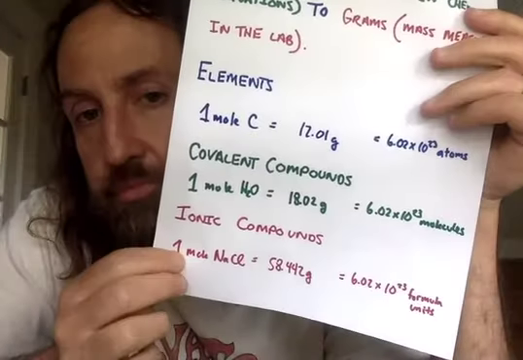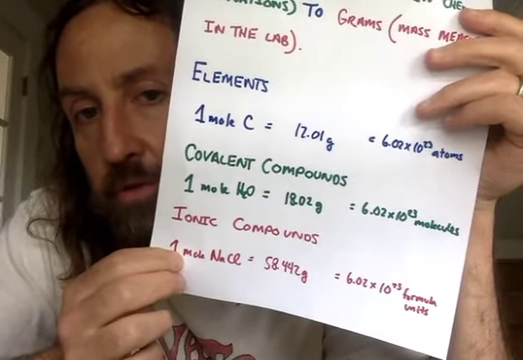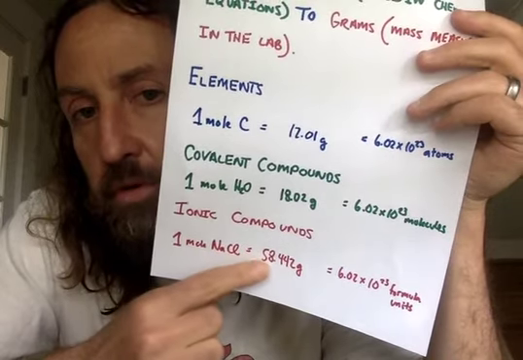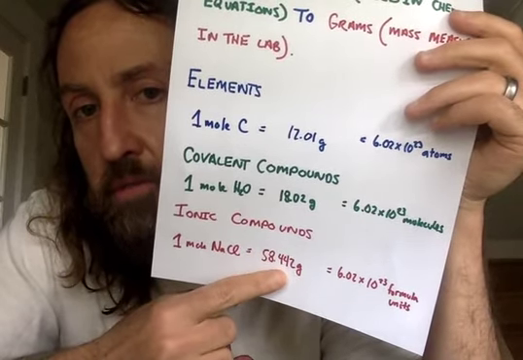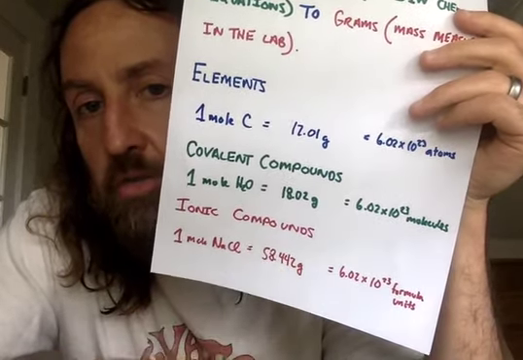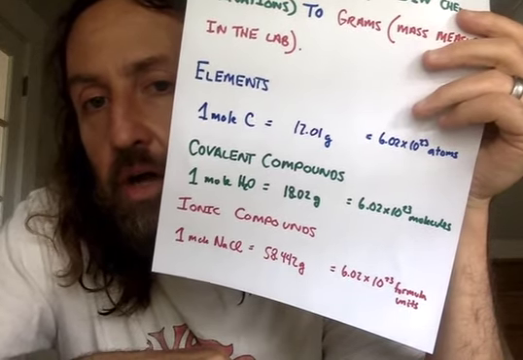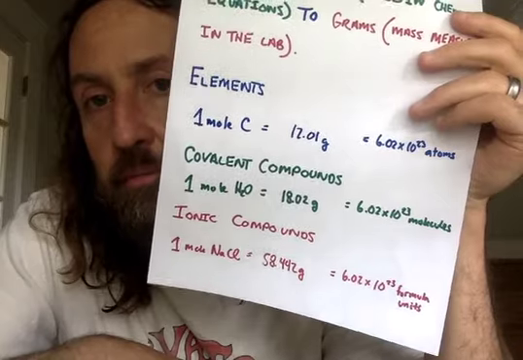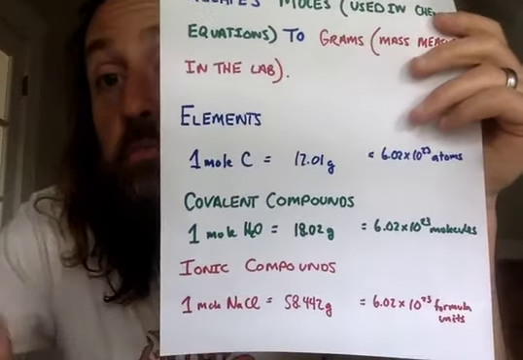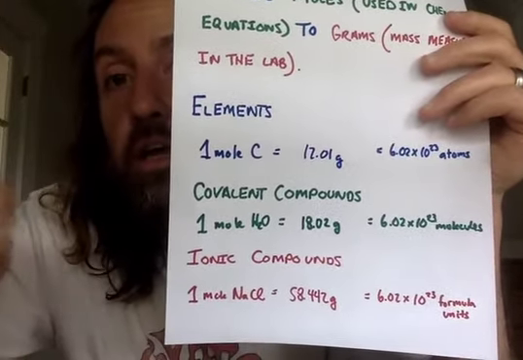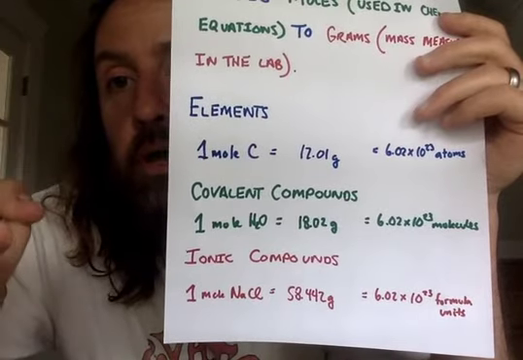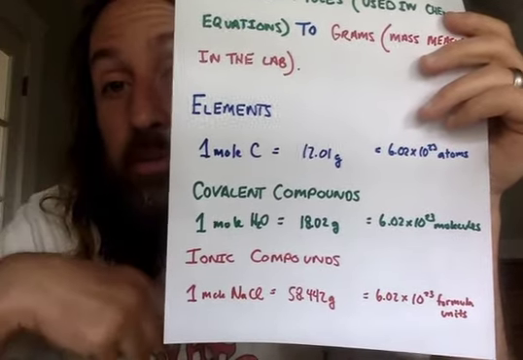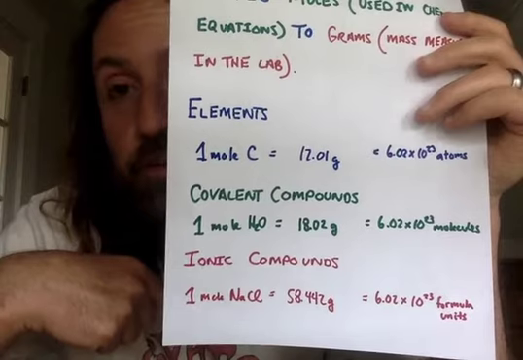And then 1 mole of salt, 58.442 grams. Boom. Right there. So that would be 1 sodium and 1 chloride. So that's Avogadro's relationship, and you can make this for any element, covalent compound, or ionic compound, and that pretty much covers everything we're dealing with.